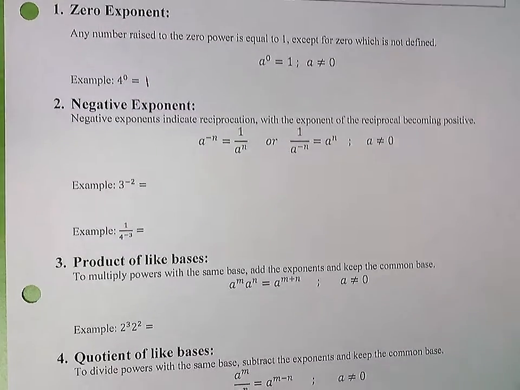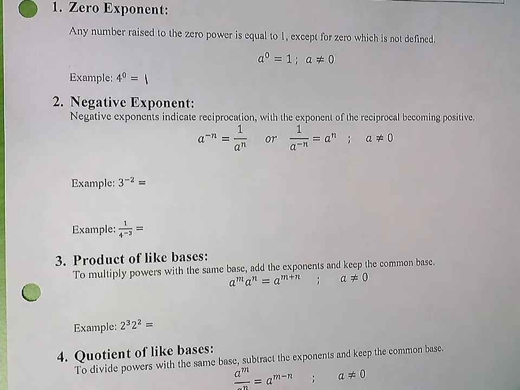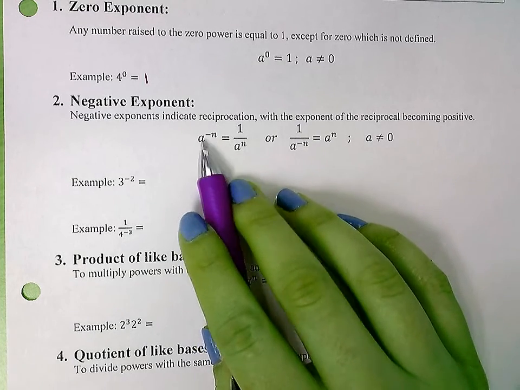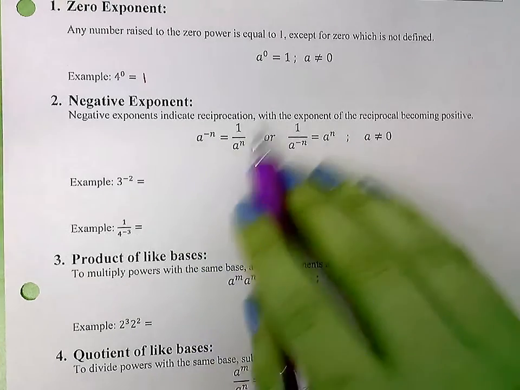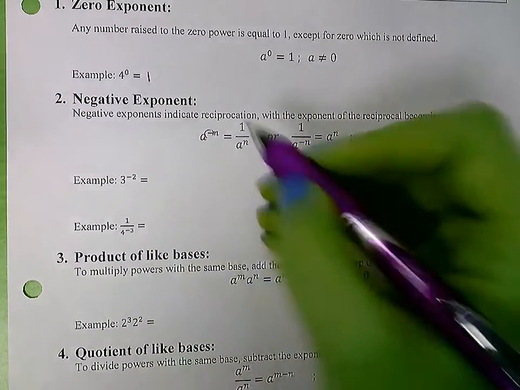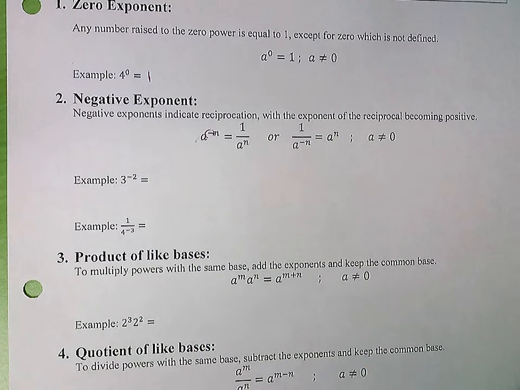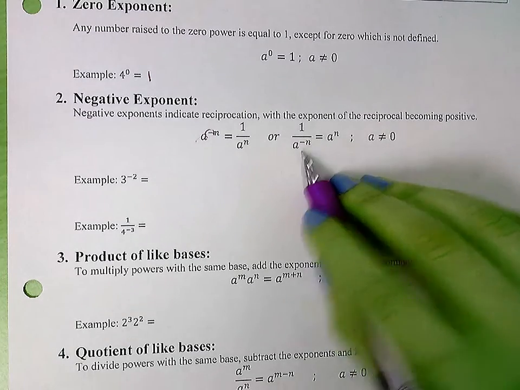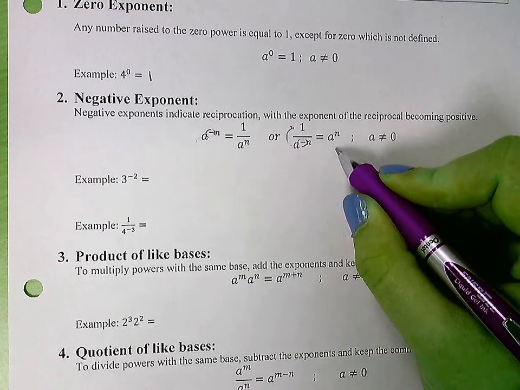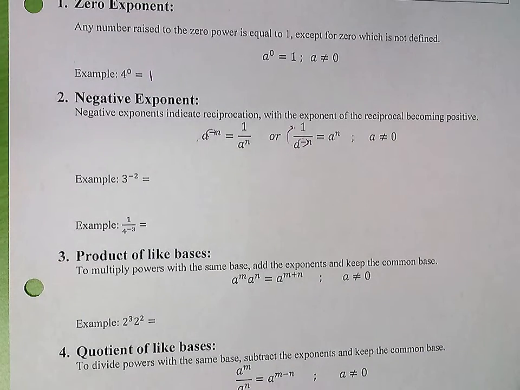The next property we have here is the negative exponent property. Negative exponents indicate reciprocation, with the exponent of the reciprocal becoming positive. Reciprocation meaning you're switching either to the numerator or denominator. So if I have any number a raised to the negative n, that will equal 1 over a to the n. When you see this negative symbol in your exponent, you need to flip it to the denominator. Or if it's already in the denominator and you have this negative exponent, it needs to flip to the numerator. That's how we got a raised to the n power. So that negative flips it either to the denominator or the numerator.